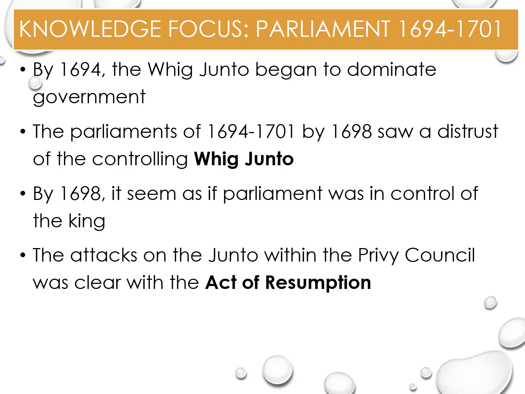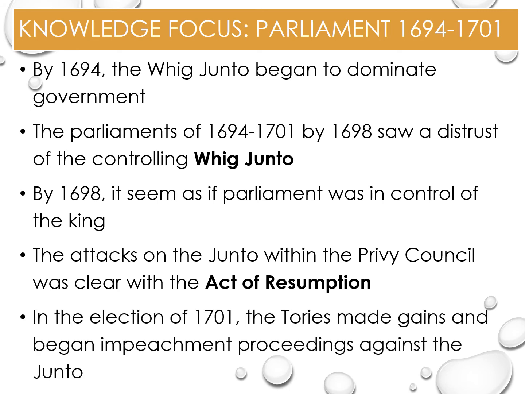The Bill of Resumption stated that lands in Ireland which were granted to members of the Privy Council were illegal. This infuriated William. Originally the House of Lords blocked the bill, however they eventually stopped fighting it, which forced the king into giving it his royal assent.